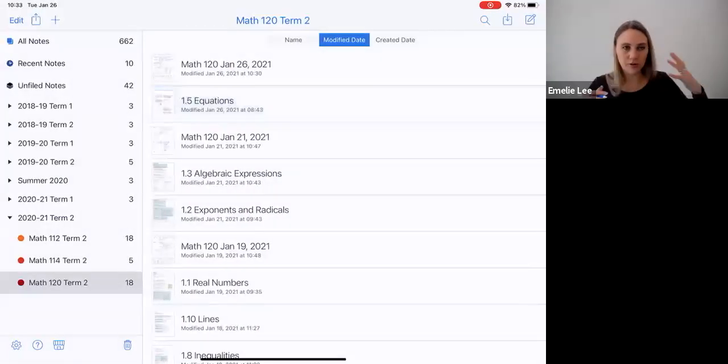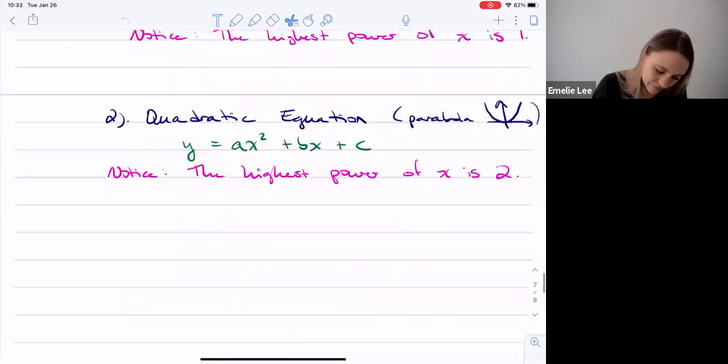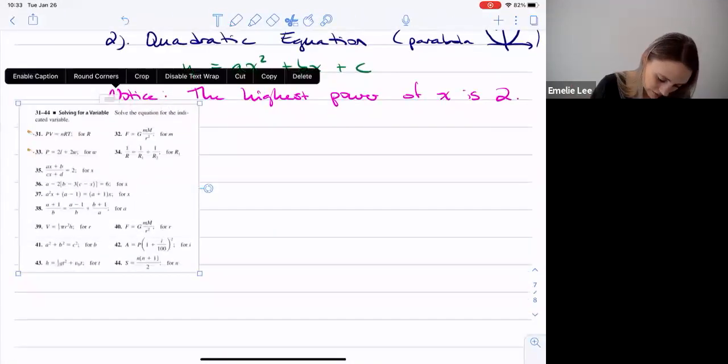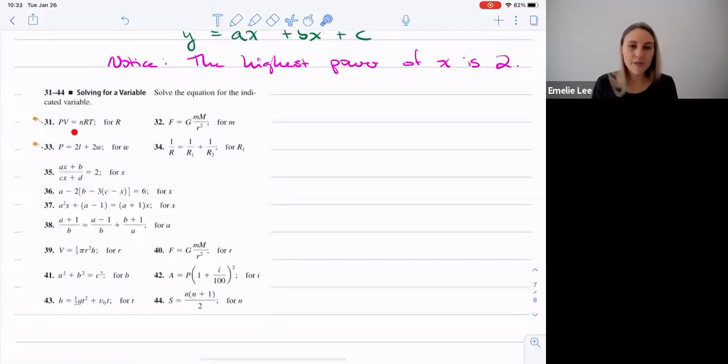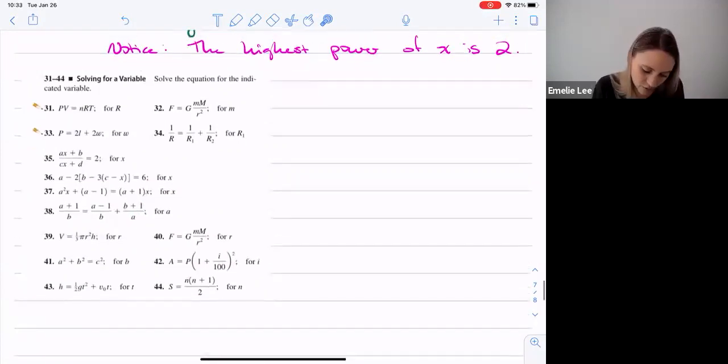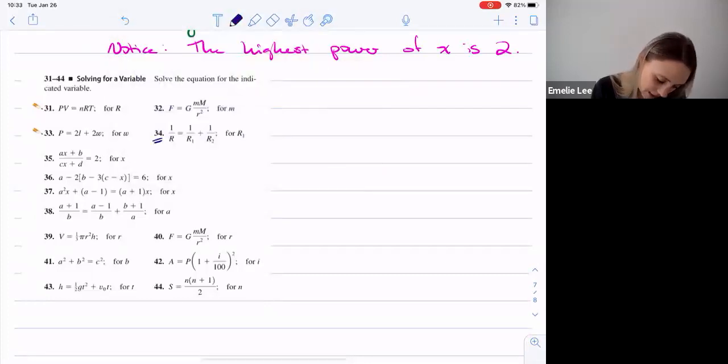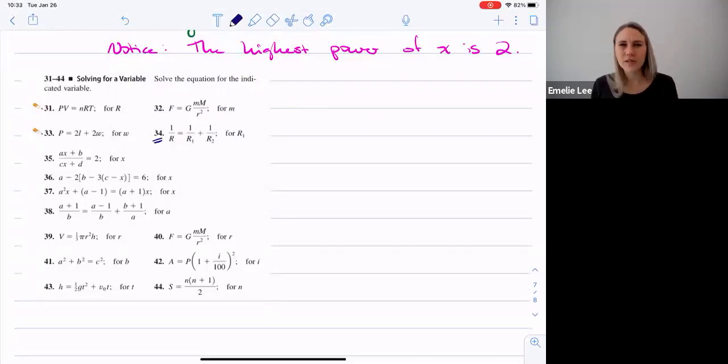So just solving for some variable. First thing you're going to notice is, okay, we've got equal signs everywhere here. So here we have these equations, and that's why we'll be able to solve for things. The first one I want to do, I usually like to start with 34, just because it's a nice warm up dealing with fractions and how we solve for different things.